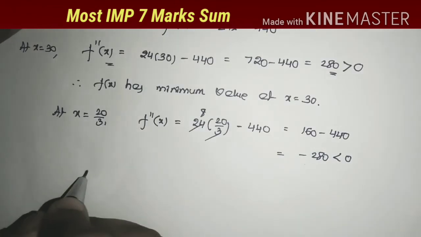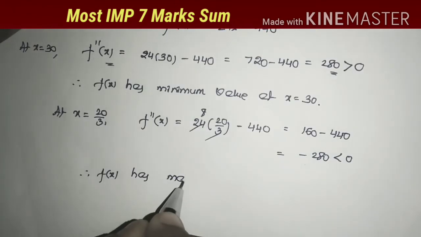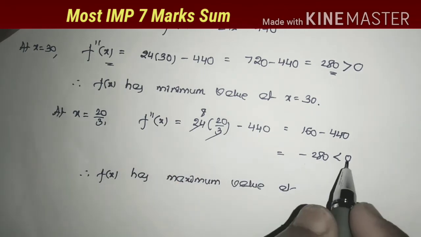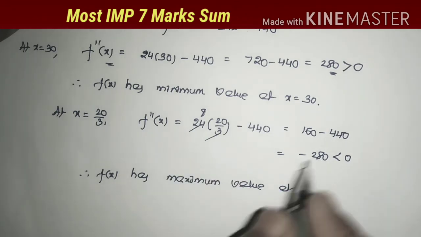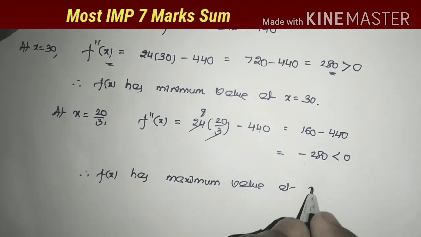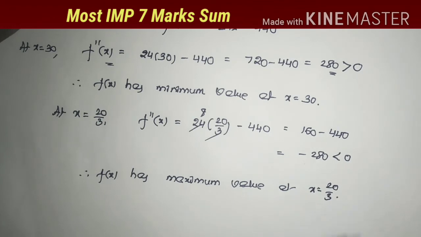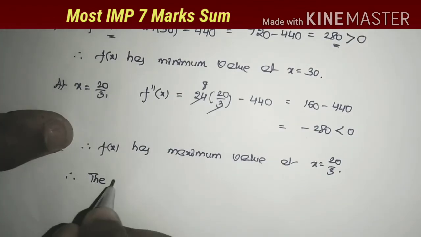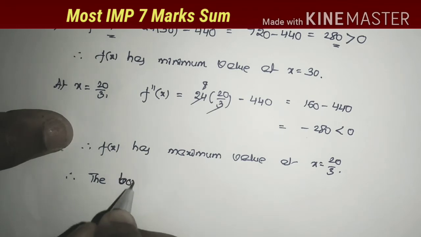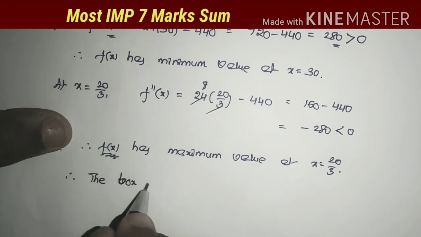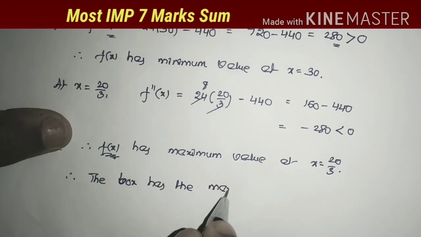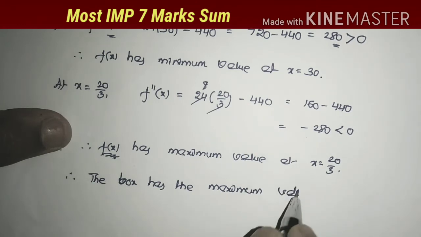So less than 0 means we write that f of x has maximum value at x is equal to 20 by 3, since the value of f double dash of x is less than 0. That is, the box has the maximum value. What is f of x? Volume of the box. That is, the box has the maximum volume at x is equal to 20 by 3.